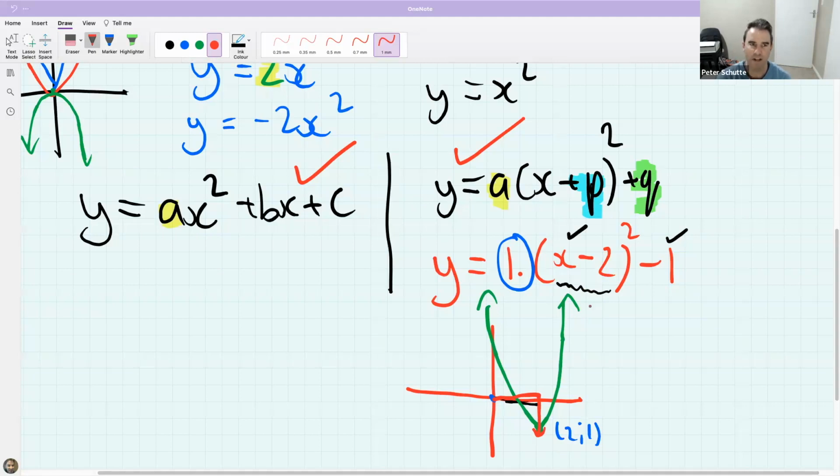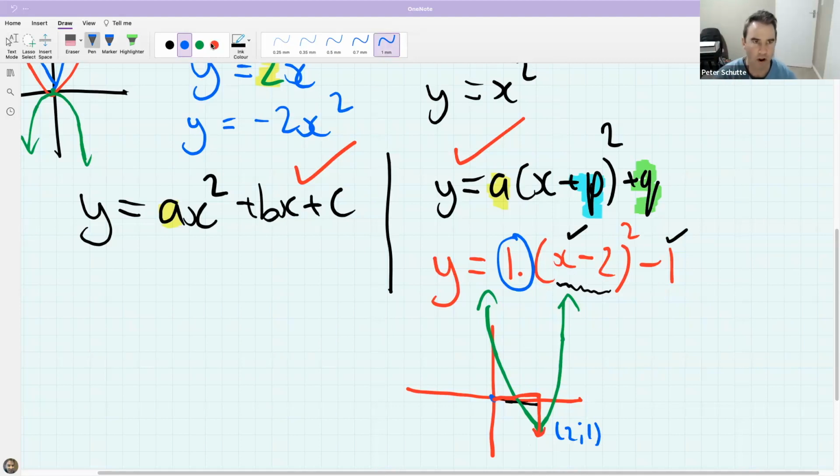Now, what is a bit sneaky is that x minus 2 doesn't go to the left, it goes to the right. So the horizontal shift will always go the opposite way, whereas the vertical one goes down.